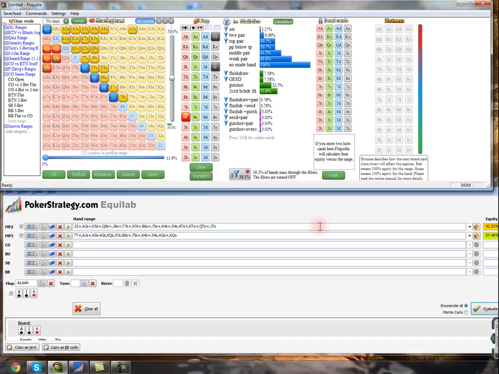because we can say, hey, we can raise with this pair plus backdoor flush draw plus backdoor straight draw. Even though this hand would make a really good call, we can raise with it because we're not going to get pushed off it that often. Here, I do think we're going to get pushed off our bluff raises reasonably often, so I'm just going to call with the better ones.